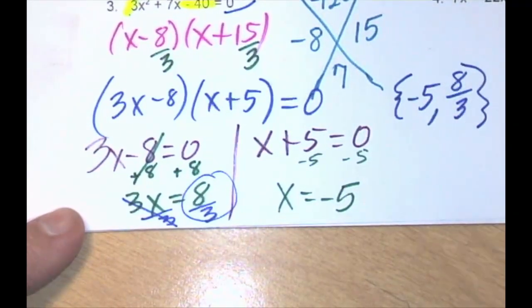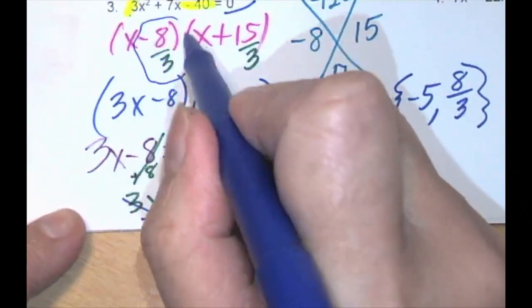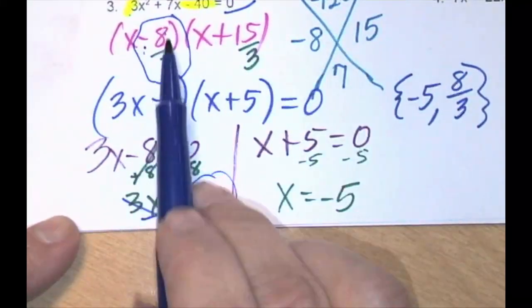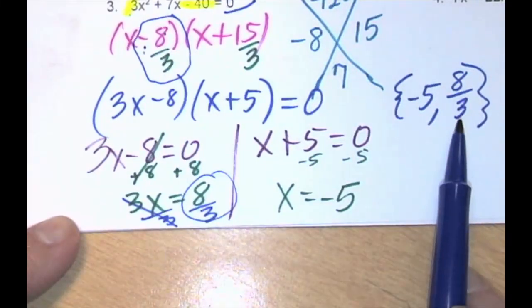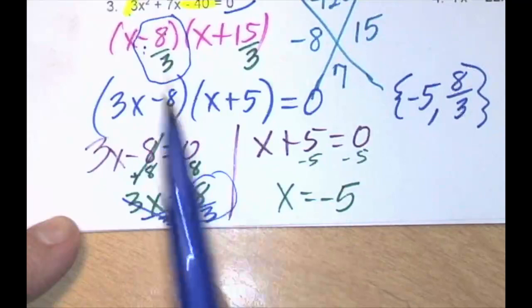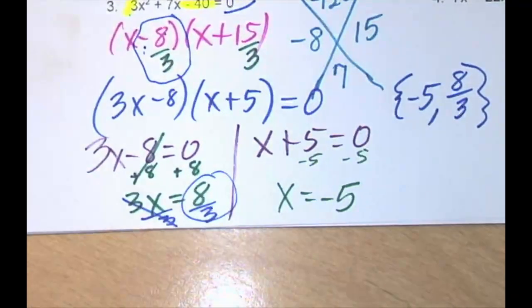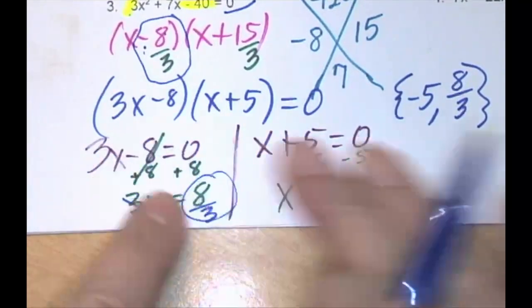Now, wait a minute. Look up here. If I had taken the opposite of 8/3, do you see how right here ends up being our factor? 15 divided by 3 is 5, and I do the opposite. So just a little shortcut if you notice it. If that confuses you, go ahead and solve it.